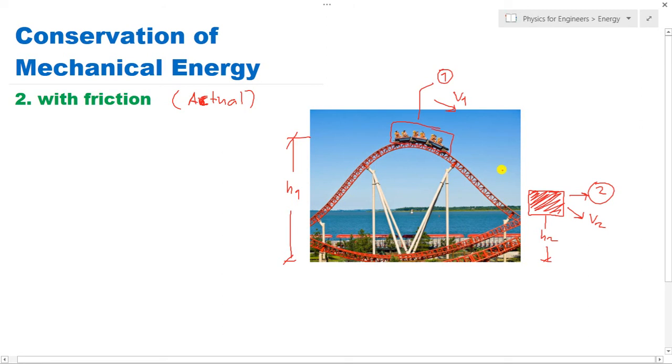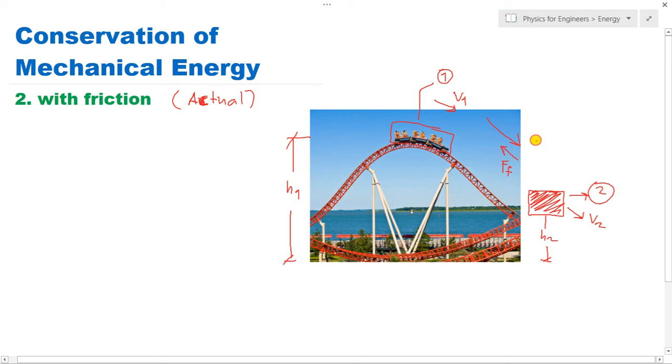And then midway between 1 and 2, since this is an actual condition, it experiences some frictional force. So again, frictional force always acts in the opposite direction. So if the direction of motion is downward, the friction is upward. So what are these frictions, class, in reality? This frictional force can be experienced between the surface, between the wheels and the railings.